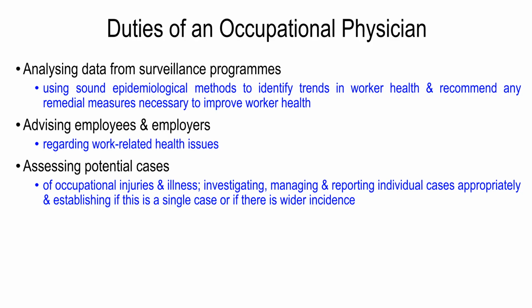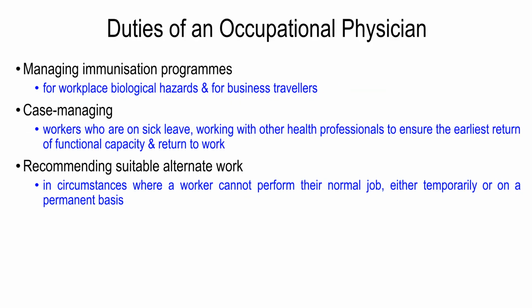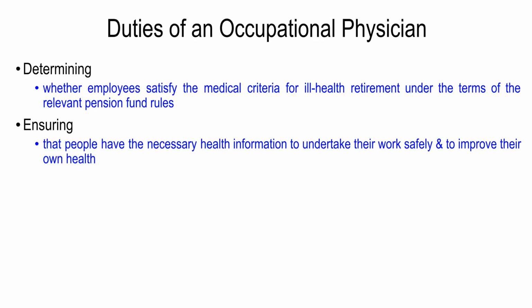Occupational physicians analyze surveillance data, advise employees and employers on work-related health issues, and assess potential cases of occupational injuries and illnesses. Their responsibilities also cover managing immunization programs, case managing sick workers for the earliest return to work, and recommending suitable alternate work when needed. Furthermore, they determine eligibility for ill health retirement and ensure people have the necessary health information to perform their work safely and improve their own health.